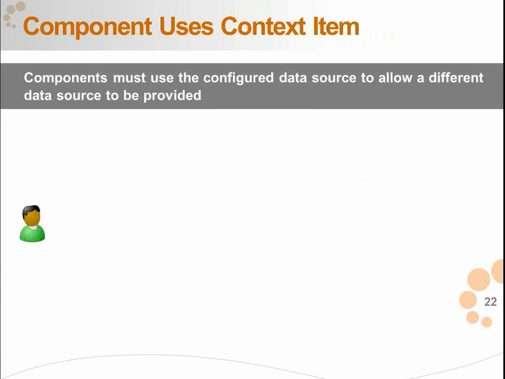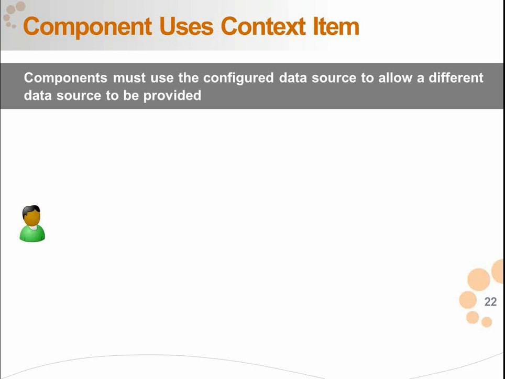Probably the most common issue that I see when I pick up an existing solution that can't be personalized is that when the components are written, they use the context item rather than the data source that has been configured for them. So let's just explain what that means.